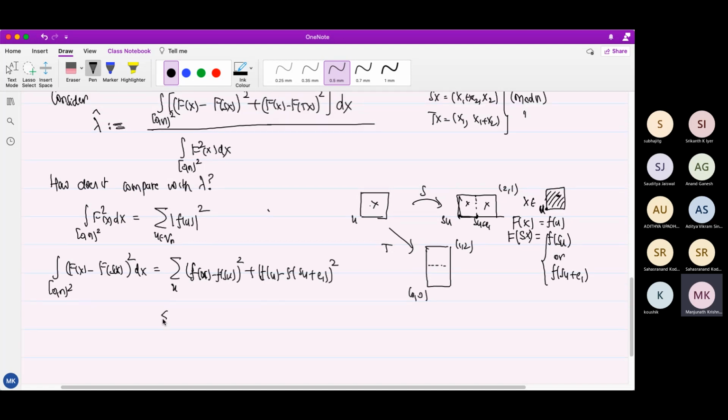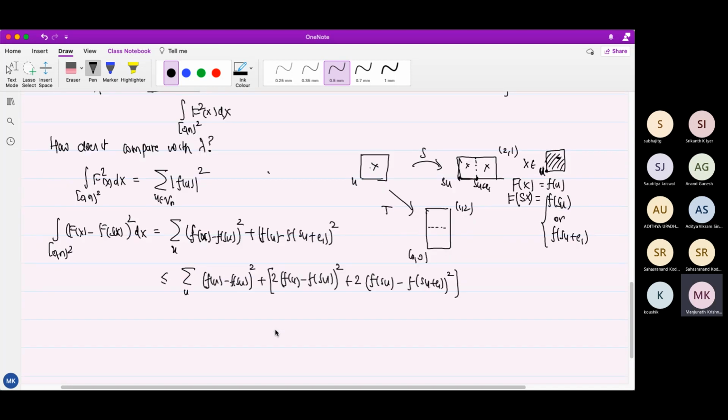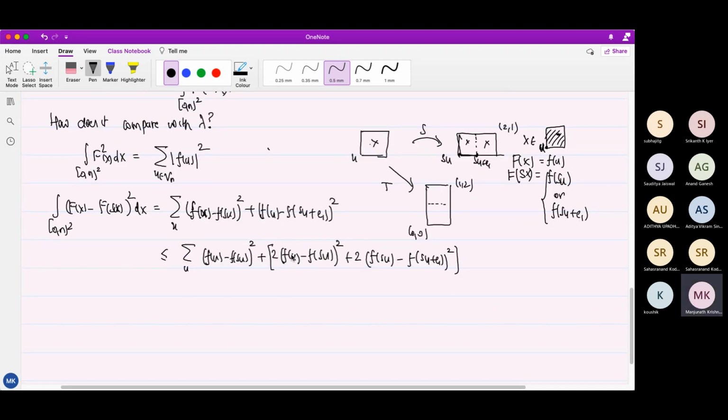But this we can write as f of u minus f of su. There is an edge there. See, there is no edge between u and su plus e1. That's why I want to write it as 2 times f of u minus f of su squared plus, since a plus b squared is bounded by 2a squared plus 2b squared, f of su minus f of su plus e1 squared. Because these are edges between u and su, there is an edge. Between su and su plus e1, there is an edge.